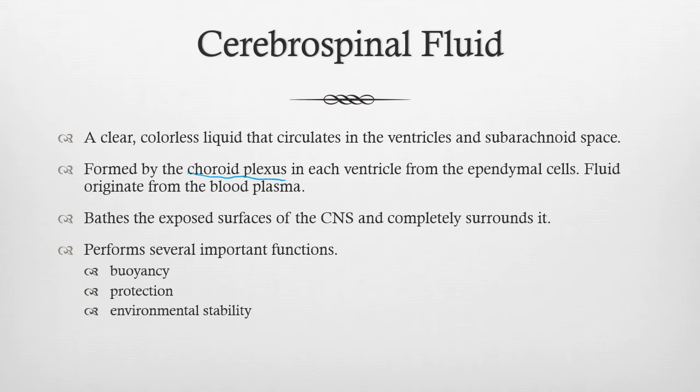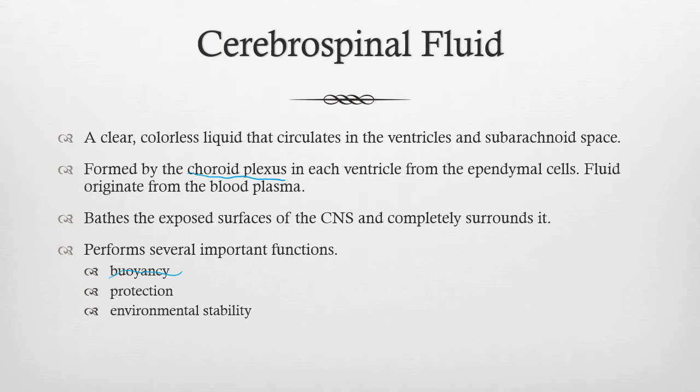The choroid plexus, along with the ependymal cells, are going to generate this fluid. This is going to create the fluid from the blood plasma and only allow, in a sense, the good things into the brain's exposure. As the brain floats inside that cerebrospinal fluid, it gives it buoyancy. And so it's going to float the brain inside the cranium.